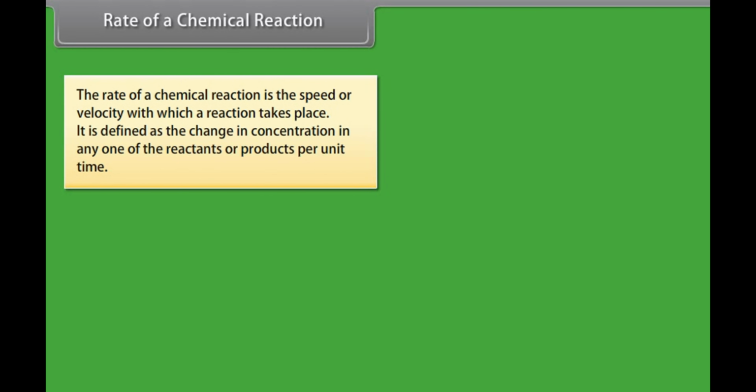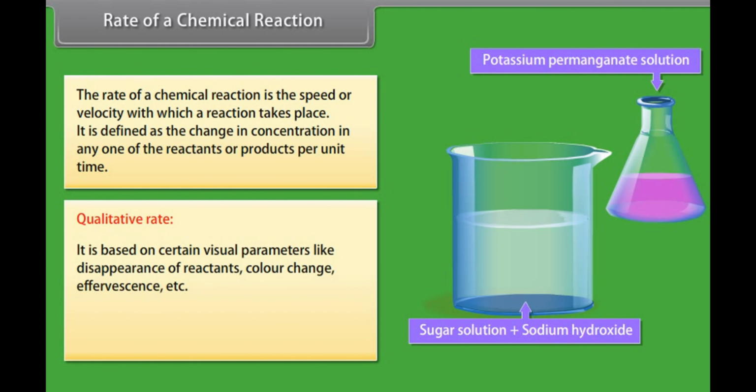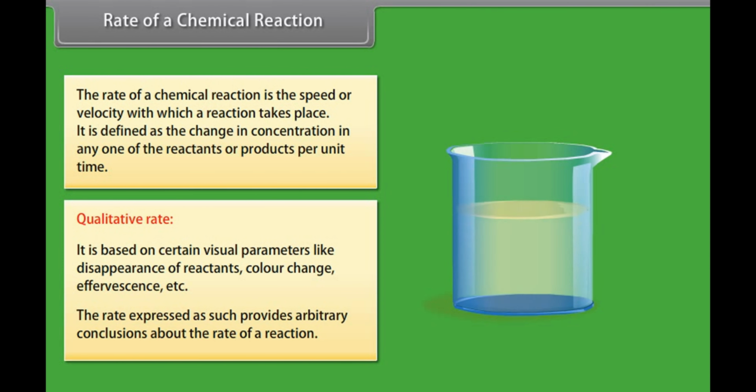Rate of a chemical reaction. The rate of a chemical reaction is the speed or velocity with which a reaction takes place. It is defined as the change in concentration of any one of the reactants or products per unit time. It can be expressed in two ways. Qualitative rate. It is based on certain visual parameters like disappearance of reactants, color change, effervescence, etc. The rate expressed as such provides arbitrary conclusions about the rate of a reaction.